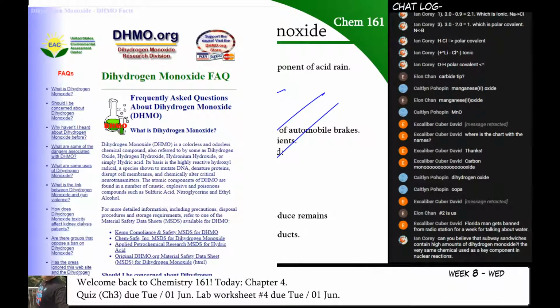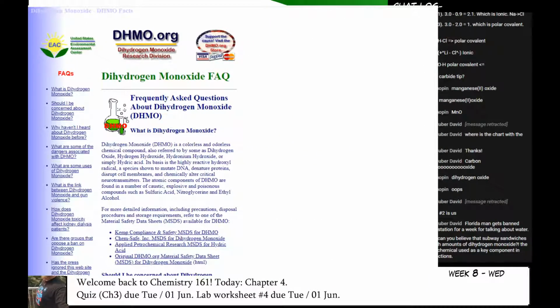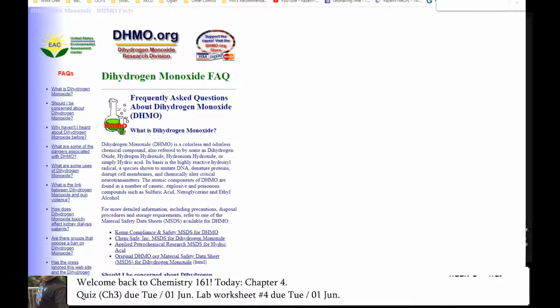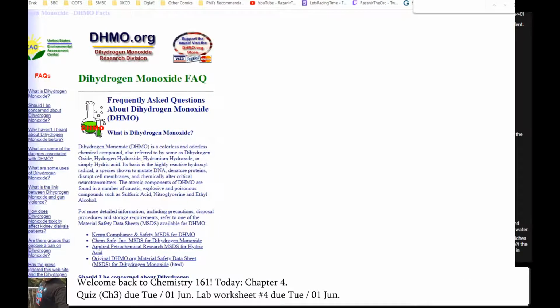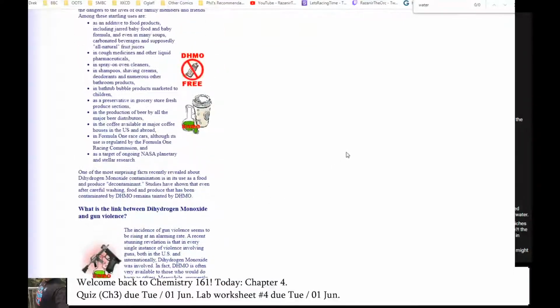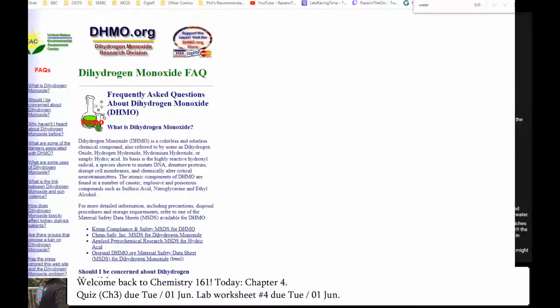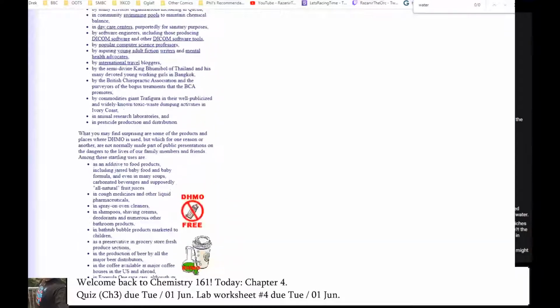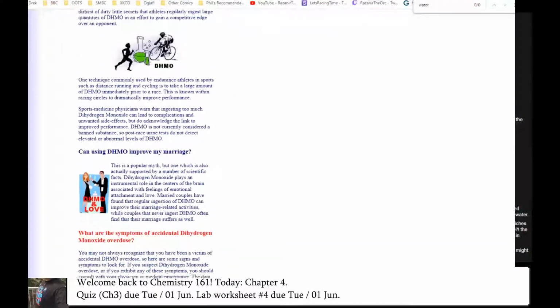And I don't know if I can actually get the search bar on here. Can I get this to show up? Kind of. There we go. What we're going to do, you can see my taskbar here and everything here. So if I type in water, you'll notice that there are 0 hits on dhmo.org for all of this information about DHMO. The word water does not appear once.